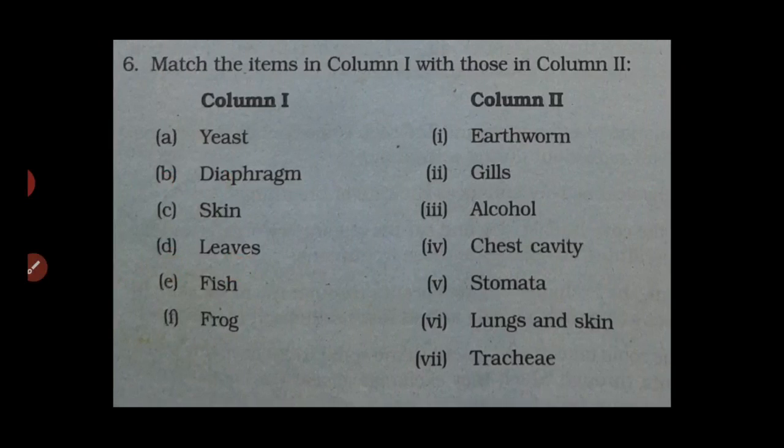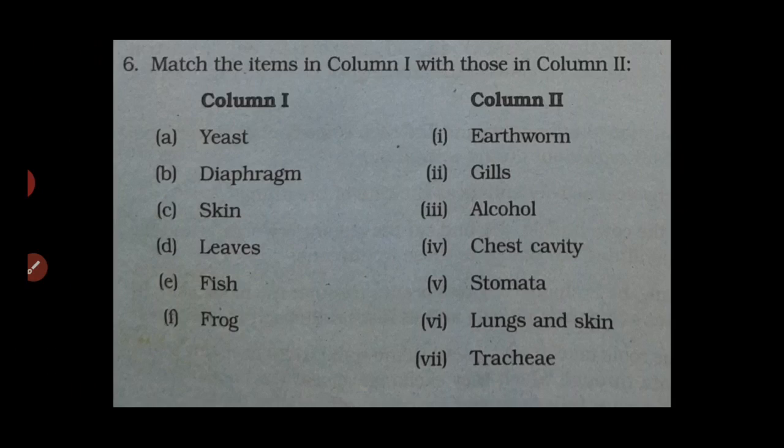Sixth question, match the column, that is column 1 and column 2 they have given. Column 1 I am reading out: yeast, diaphragm, skin, leaves, fish, frog. And column 2, earthworm. So earthworm, it breathes through which part? You can find out that gills.